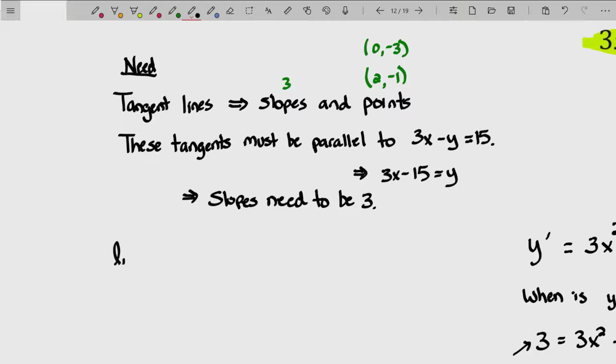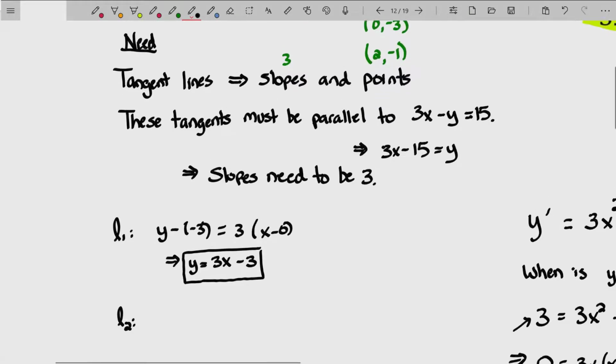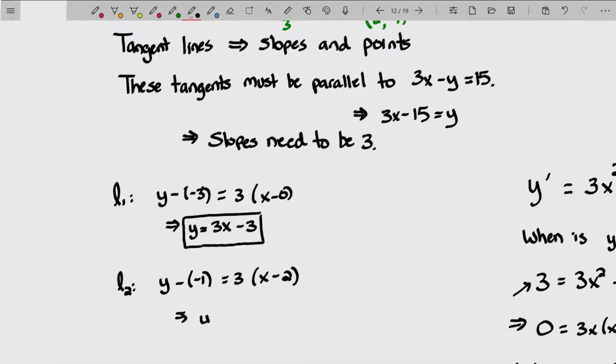I'll call it line 1. Well, that's going to be y minus y1 is equal to slope times x minus x1. Clean that up. Doesn't take too long to do that. That's a teeny little bit of arithmetic, really. There we go. So that's our first tangent line. And now we're begging for the second, right? L sub 2. So it's y minus the y value there is equal to 3 times x minus the x value there. Again, clean that up. It's y is equal to 3x minus 6 minus 1 is minus 7. Box that up.